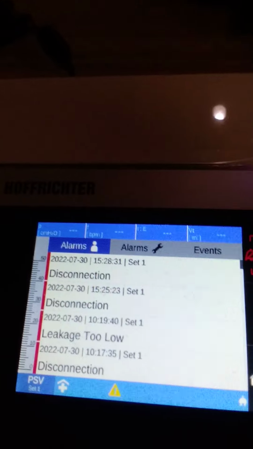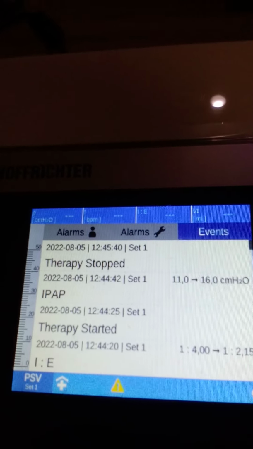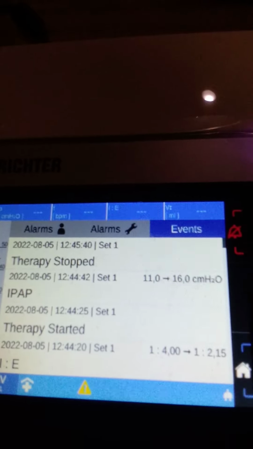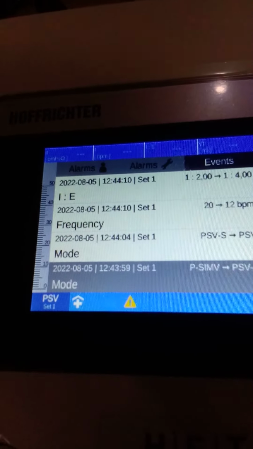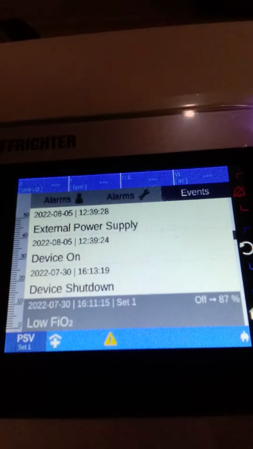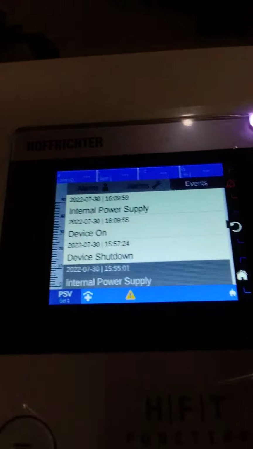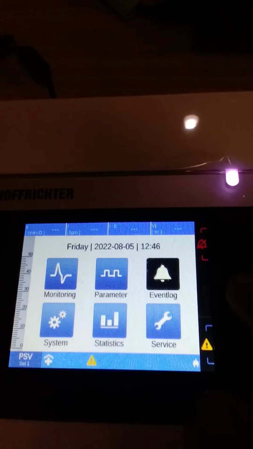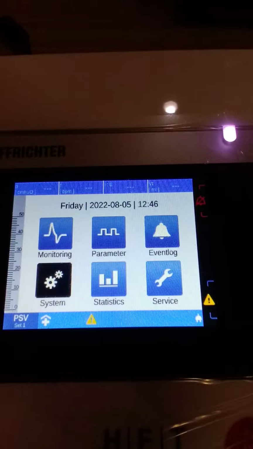Event log. There are 3 types of events present here: patient alarms, setting alarms and event records. What are the settings you have changed during last hours, during last days, during last months? All records will be saved.